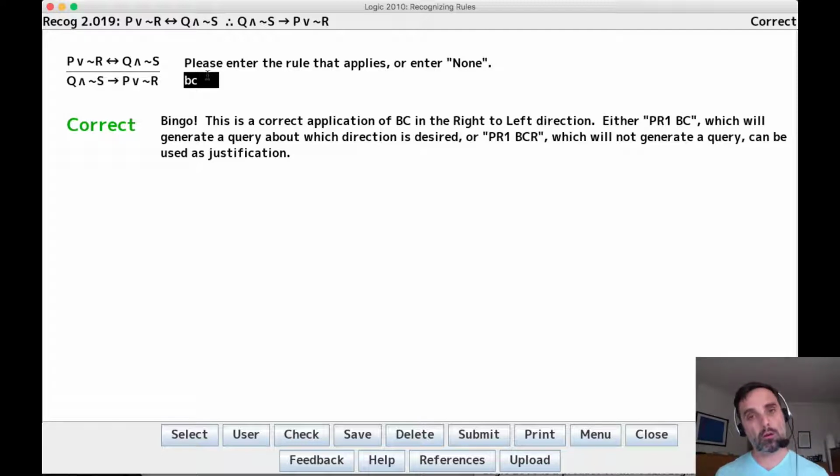So those are some rule recognition problems. In the last video for this unit, I am going to do some simple Chapter 2 derivations to show you how to do some simple Chapter 2 derivations.